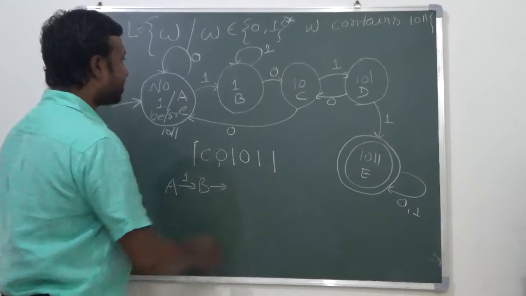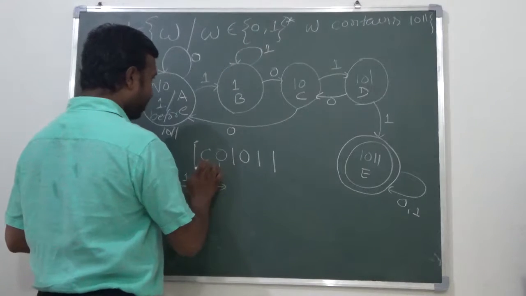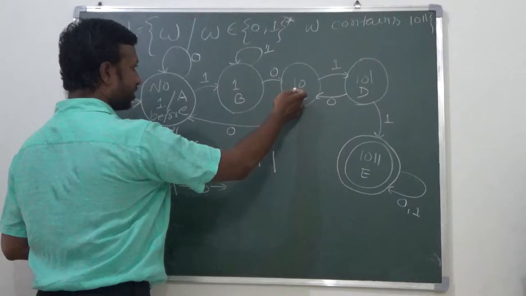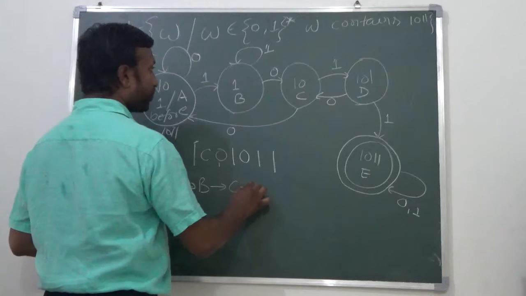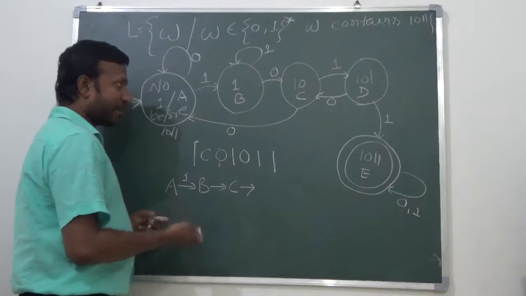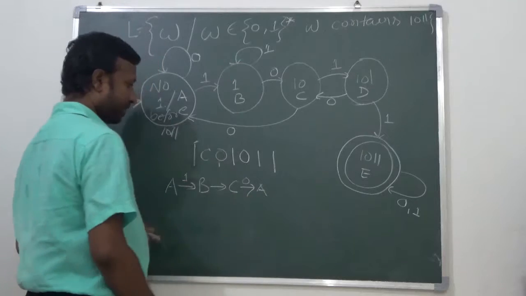Then from the state B, I am getting a 0, right? From the state B, I am getting the 0 going to the state C. Then by getting this 0, I lost the pattern completely. So I come back to the state A.